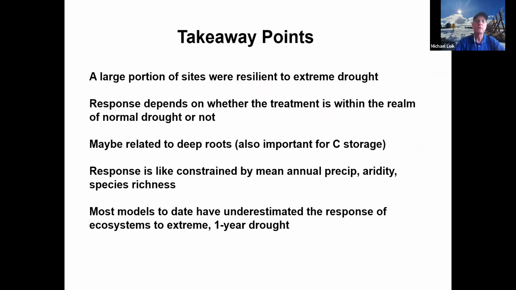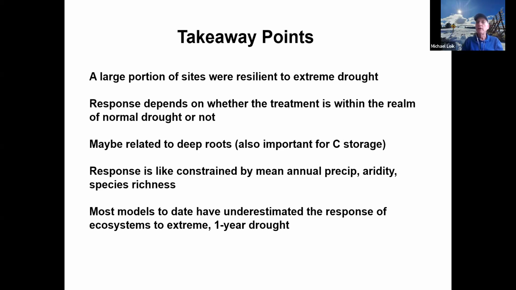So some takeaway points from this experiment. A large portion of the sites were resilient to extreme drought, and this is in terms of growth only. The response depends on whether it's extreme or nominal. Again, it might be related to the depth of roots and where they are seeing or not the drying effect. The response was constrained by MAP, aridity, and species richness. And then the main finding here was that most models and some recent studies have underestimated the global response of ecosystems to extreme 1 year drought.